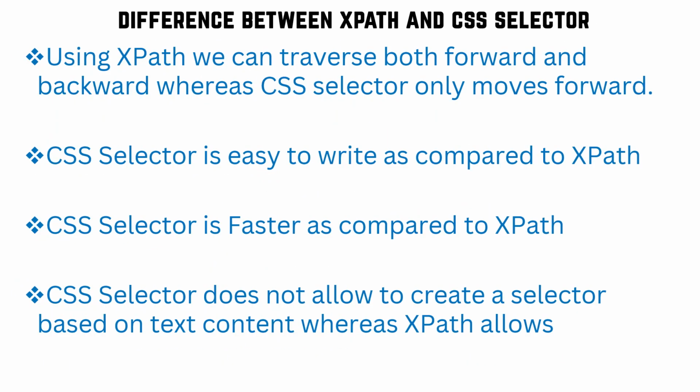Okay, so I have just given the differences between XPath and CSS. XPath supports both forward and reverse. CSS supports only forward. CSS is much easier to write compared to XPath. CSS is faster than XPath. CSS selector does not allow creating a selector based on the text content, whereas XPath supports it. CSS does not support and operations, whereas XPath supports and, or. CSS supports starts-with, ends-with, contains. XPath supports starts-with and contains, not ends-with. But later versions of XPath might be supporting it.